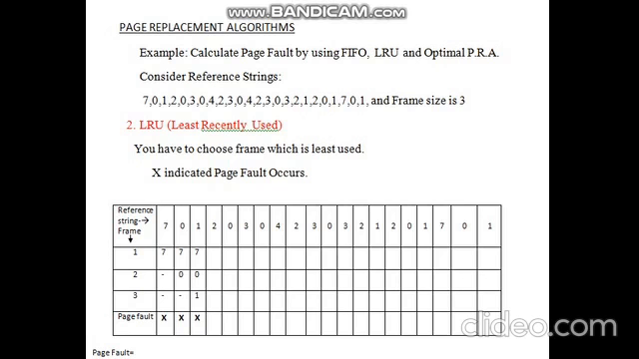Same as the previous example, CPU demands page number 0, which is not currently present in main memory, so it will be transferred from secondary memory to primary memory, and a page fault will occur. The same situation will occur for 0 and 1, and a page fault will occur.